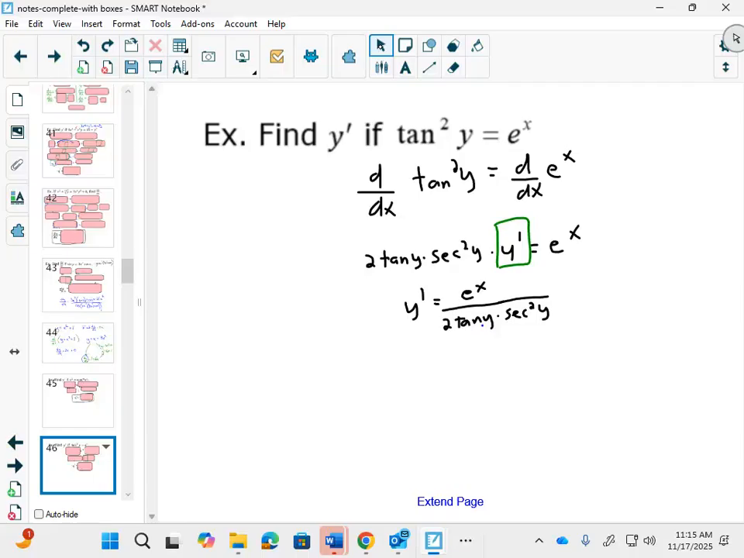Could you get y by itself on this one? First you'd have to square root both sides. Then you'd have to do tan inverse. It would be possible to get y by itself, but it wouldn't be very nice. And of course it would involve the derivative of an inverse function, which, if you look, that's coming on page 16.